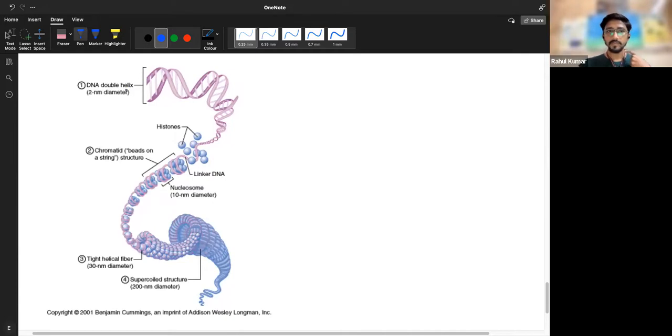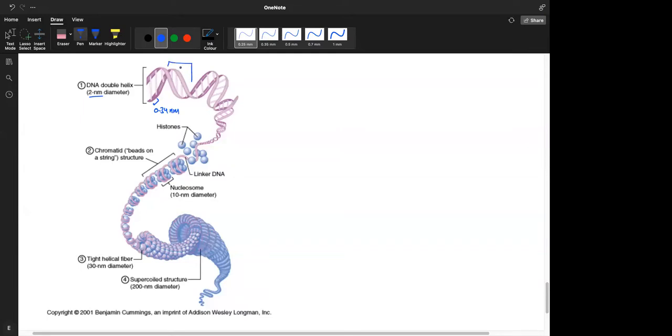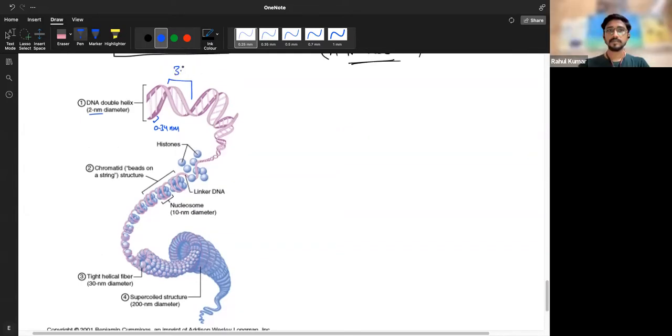The distance between the two strands is 2 nanometers. The distance between the two bases is 0.34 nanometer. And the distance of one pitch is 3.4 nanometers. Yes, everyone?